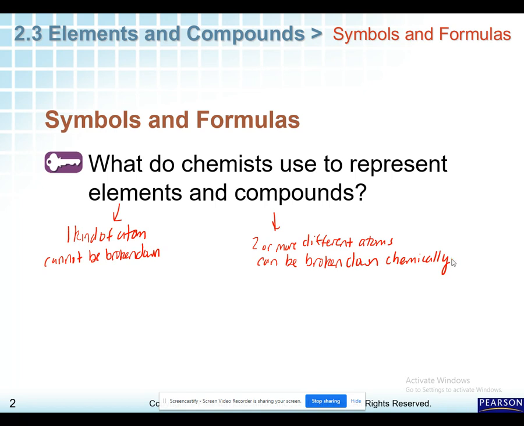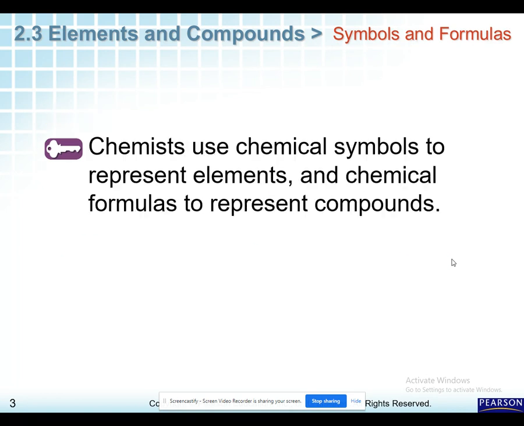So let's go on to how we represent these two things that we talked about last time. Well, what we do is we use symbols to represent elements, and formulas to represent compounds. So some symbols you might have seen are C, H, O, Ca, Na. You've probably seen these in junior high. Hopefully you recognize C as carbon, H is hydrogen, O is oxygen. And these ones over here you may or may not recognize, but Ca is calcium and Na is sodium.